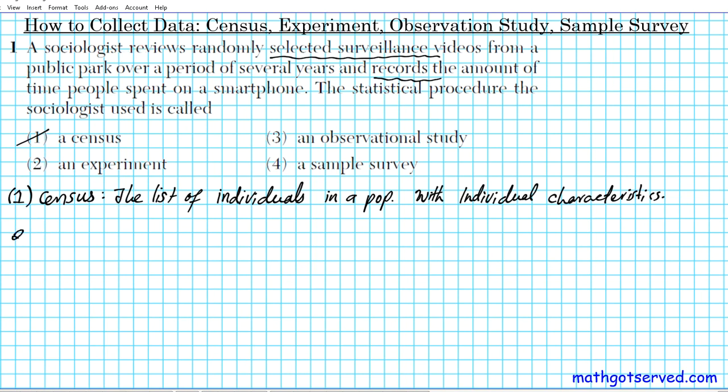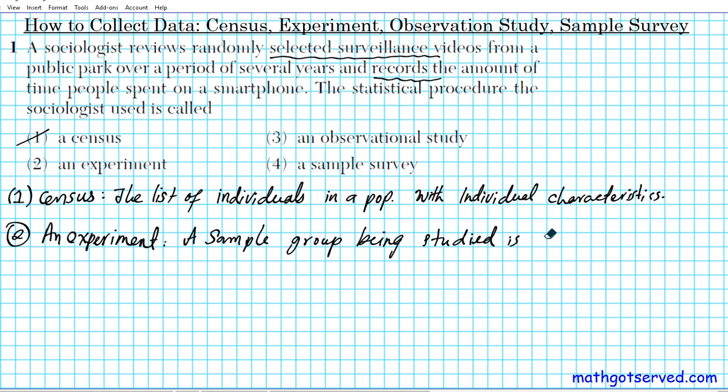Now let's move on to option 2, an experiment. Well, what kind of statistical procedure is an experiment? Well, an experiment is a situation where a sample group that is being studied is manipulated, or influenced in some way.